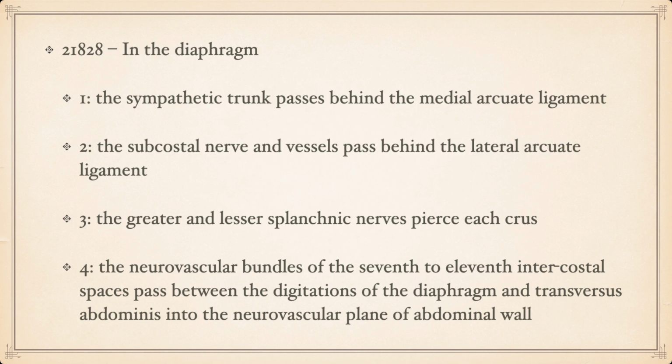Another type X on the diaphragm: the sympathetic trunk passes behind the medial arcuate ligament. The subcostal nerve and vessels pass behind the lateral arcuate ligament. The greater and lesser splanchnic nerves pierce each crus, and the neurovascular bundles of the 7th to 11th intercostal spaces pass between the digitations of the diaphragm and transversus abdominis into the neurovascular plane of the abdominal wall.